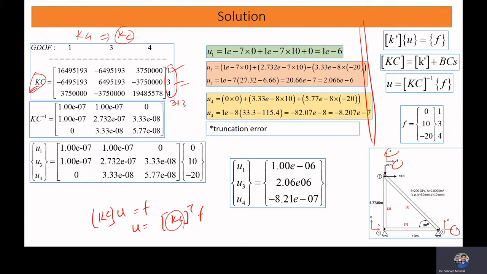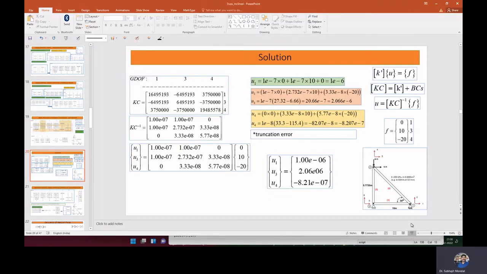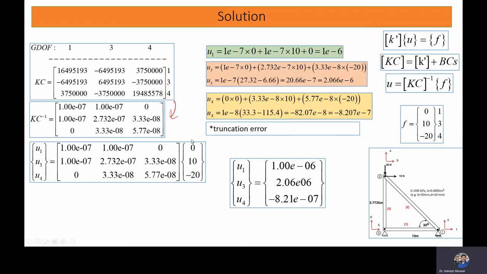Okay, basically stiffness matrix after applying constraint. That part we have to do. So if we invert the Kc matrix, we can obtain this one. Now once you obtain this Kc matrix, basically this is our U and this is our Kc inverse, and we have our force vector 0, 20, 0, 10, -20.